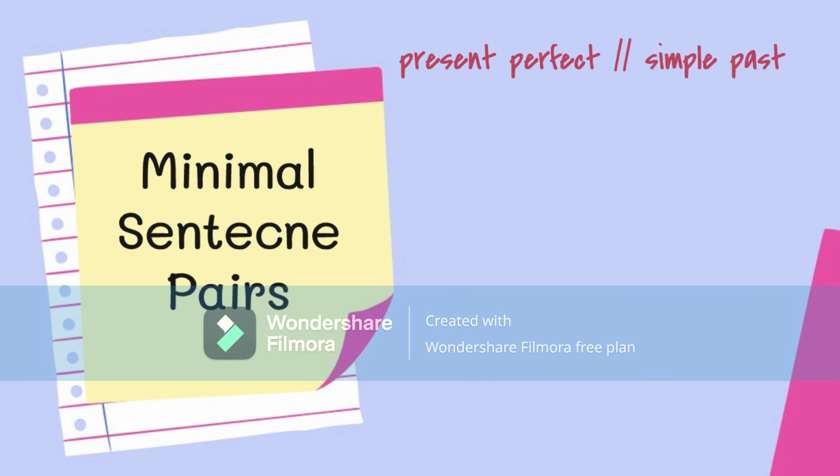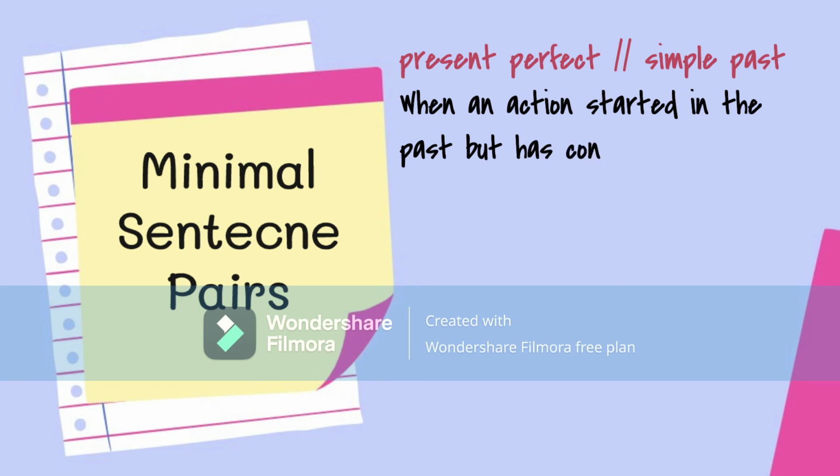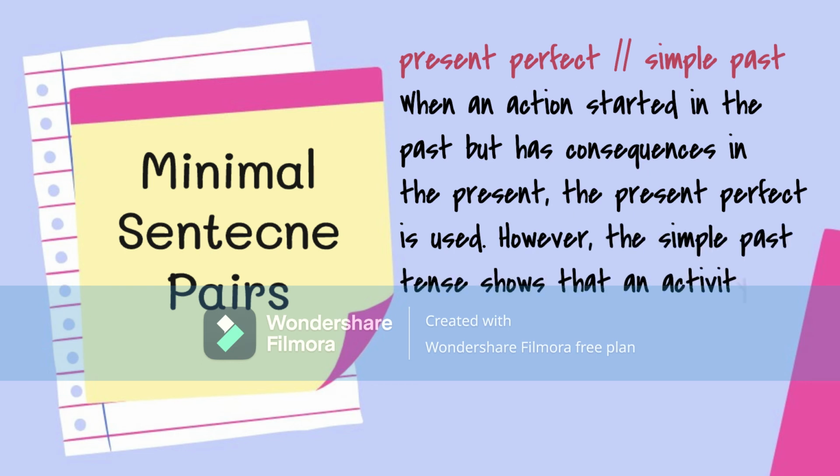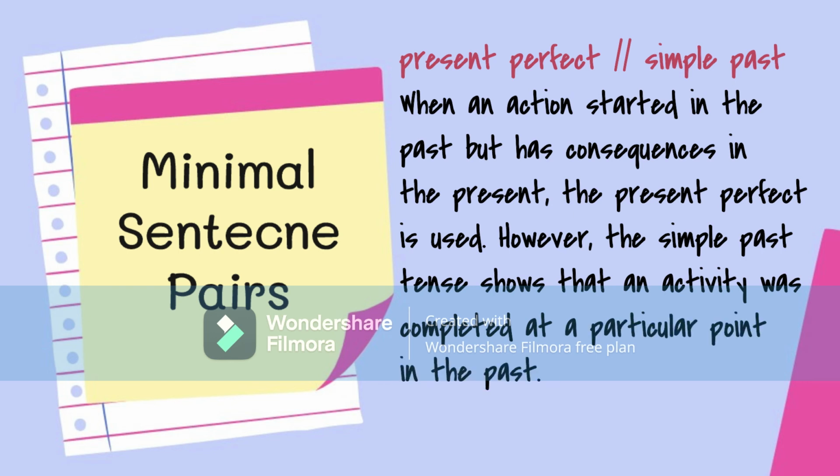So, teaching differences between past simple and present perfect. What differentiates the present perfect form from the simple past? When an action started in the past but has consequences in the present, the present perfect is used. However, the simple past tense shows that an activity was completed at a particular point in the past.